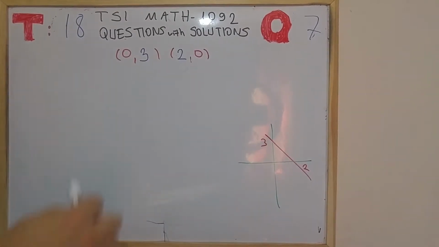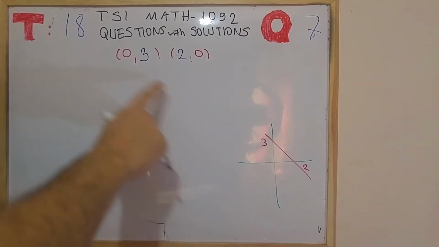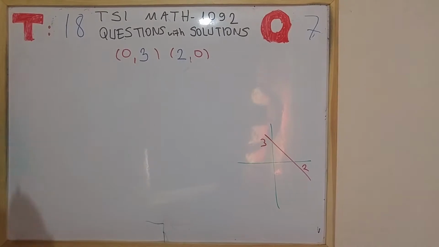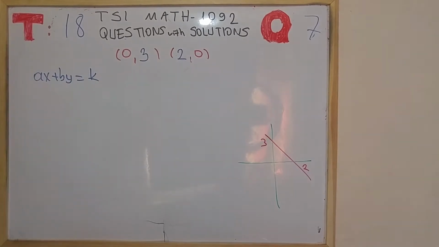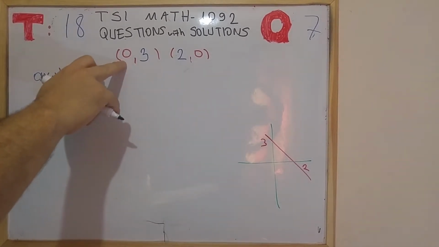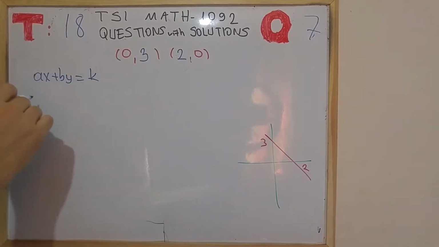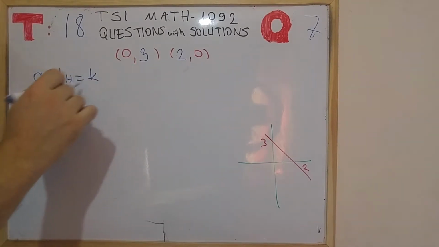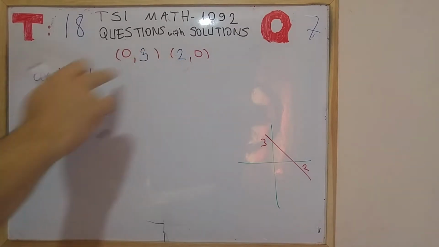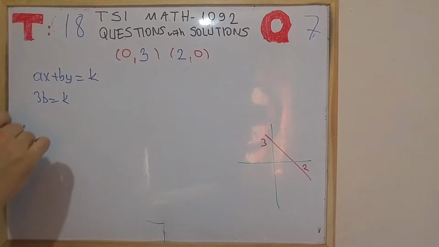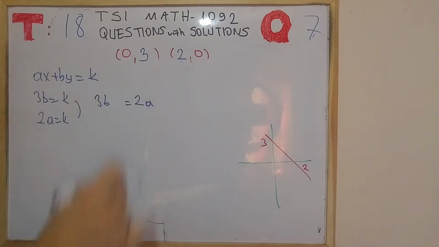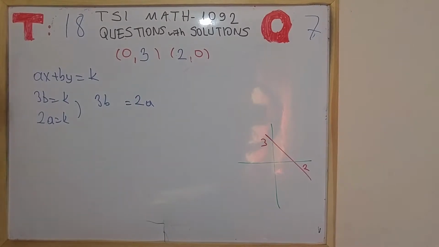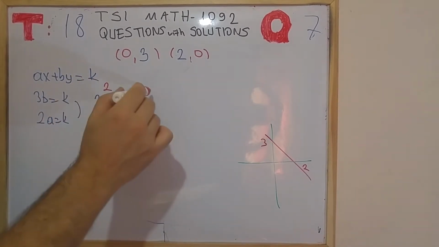Now, we know that the axes are cut at these 2 points, 0, 3 and 2, 0, and the function must be something like ax plus by is equal to a constant value of k. So when x is equal to 0, by must be equal to k. So 3b must be equal to k, since I value y as 3. Similarly, for y is equal to 0, x will be equal to 2. So 2a must be equal to k, which means that 3b must be equal to 2a. So these 2 numbers must be proportional to each other, such as if this is 2, this would be 3.